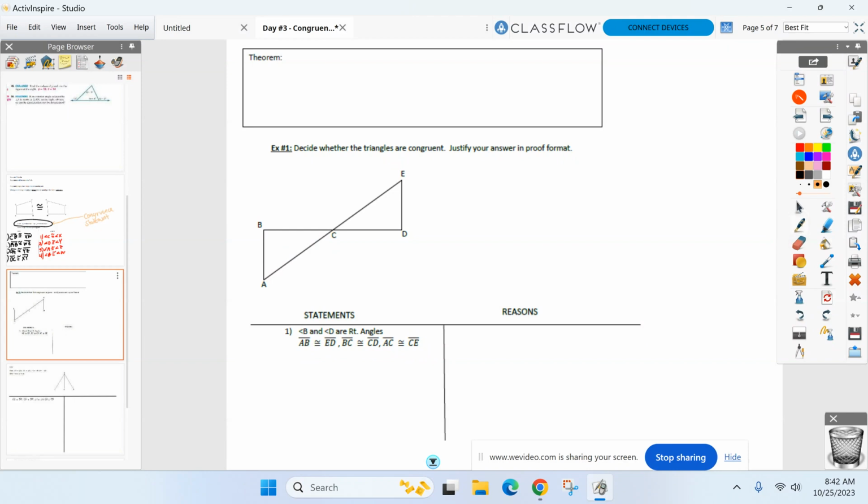B and D are right angles. Mark them. And what do you know about right angles? Okay, they're 90 and they're also congruent to each other. There's a pair, right? AB is congruent to ED. Hash mark time. BC congruent to CD. Double hash marks. AC congruent to CE. Triple them up.